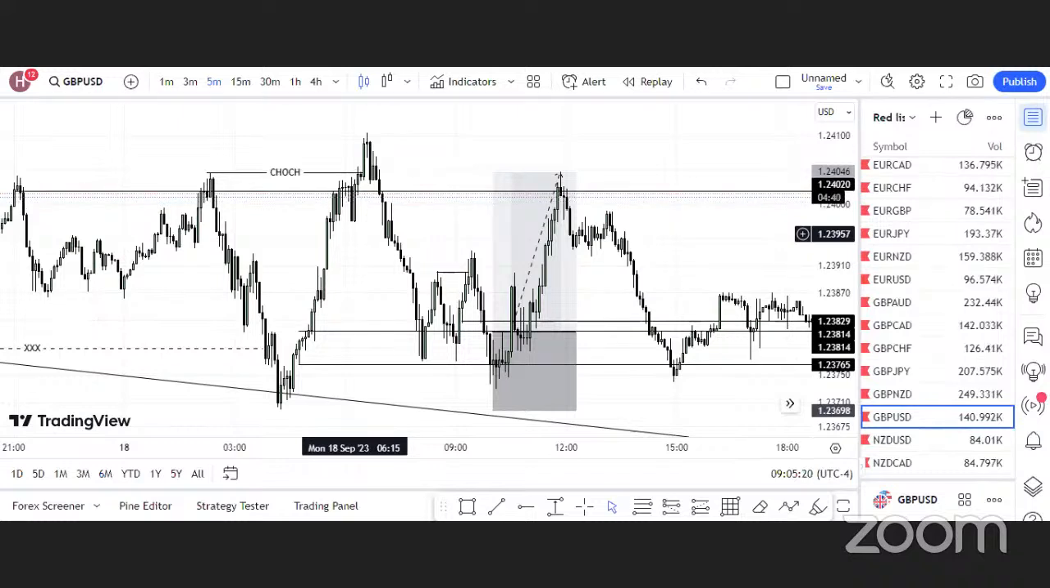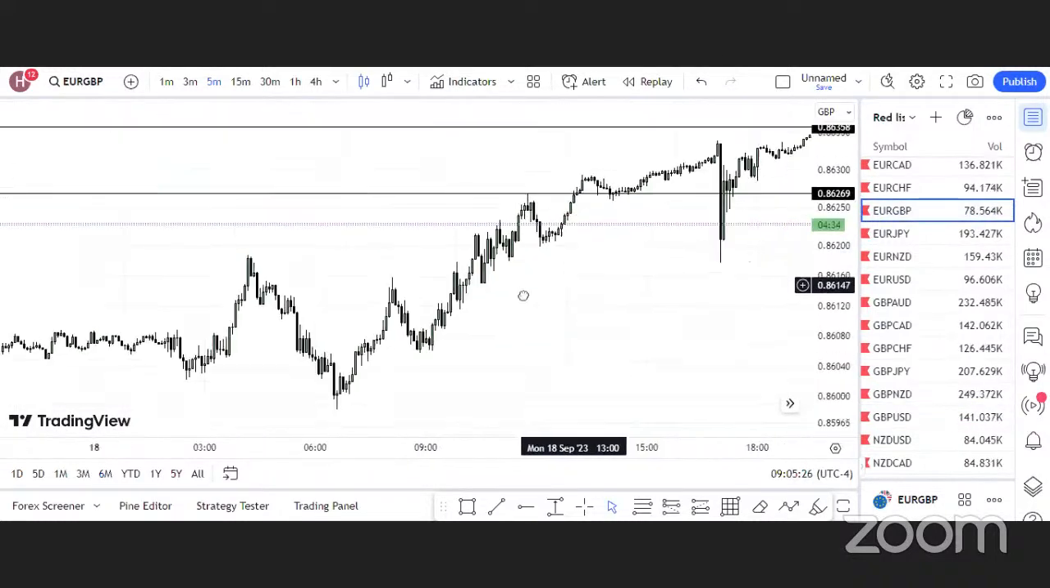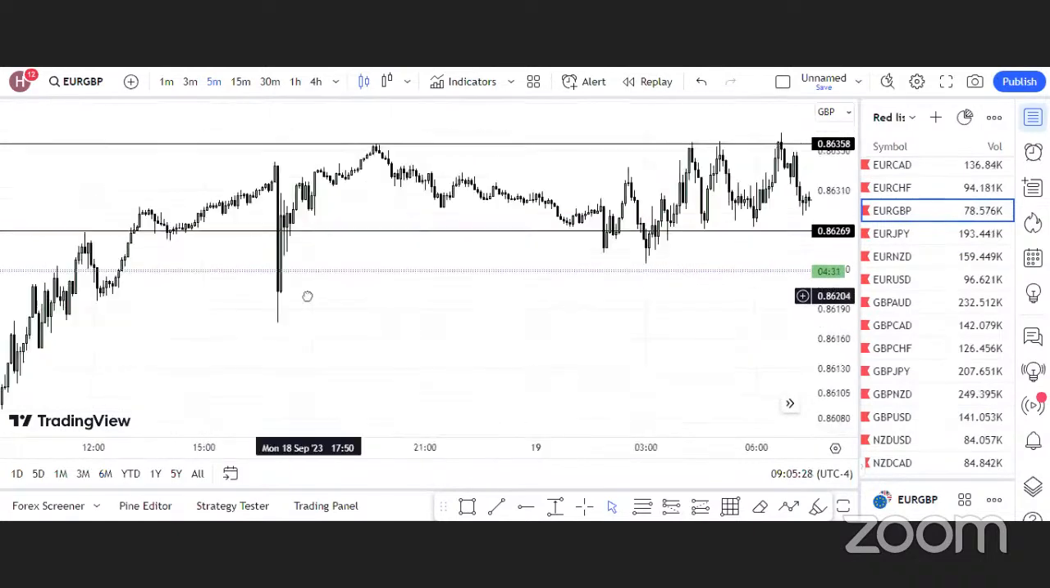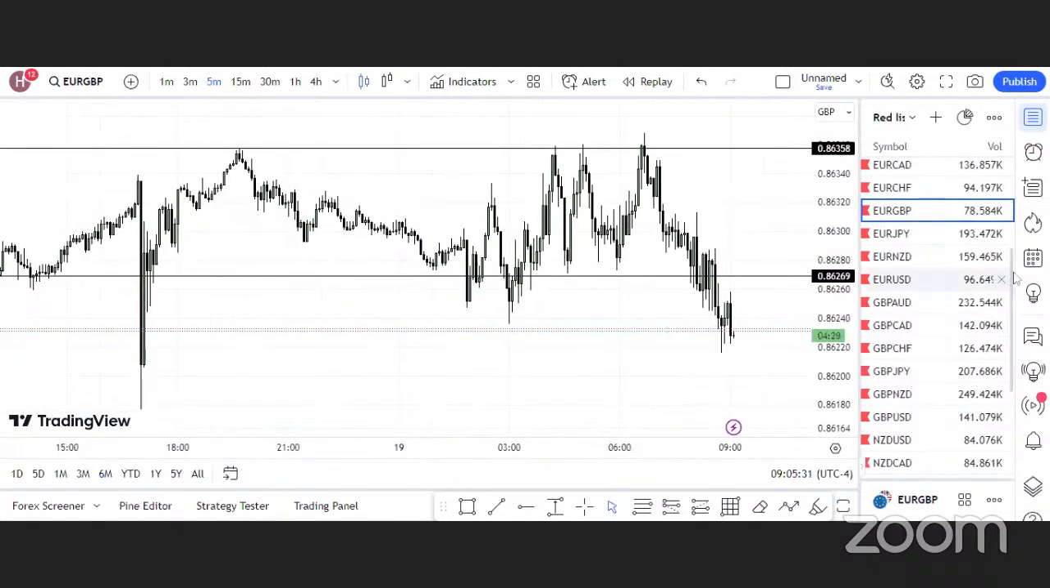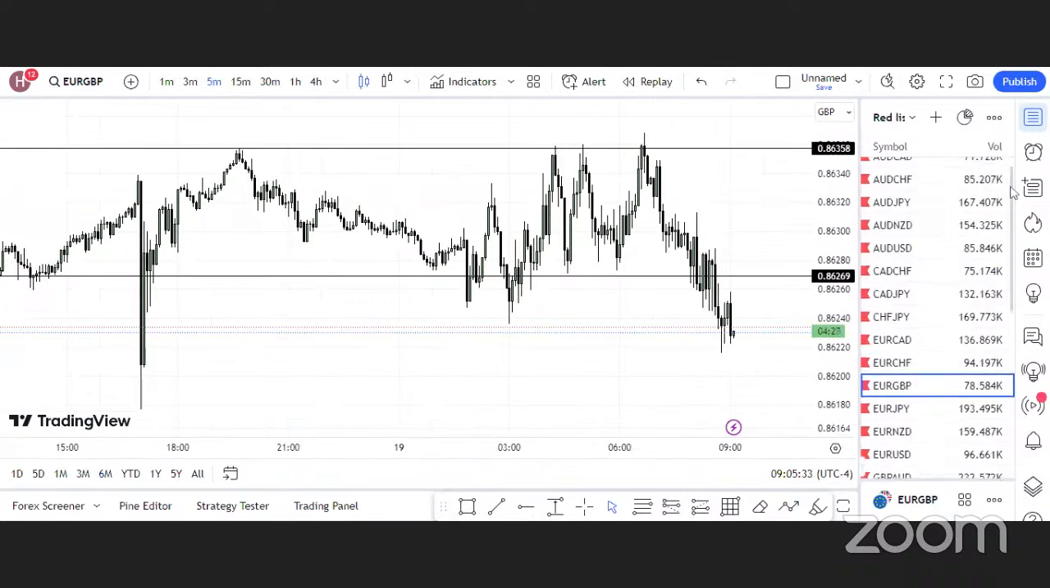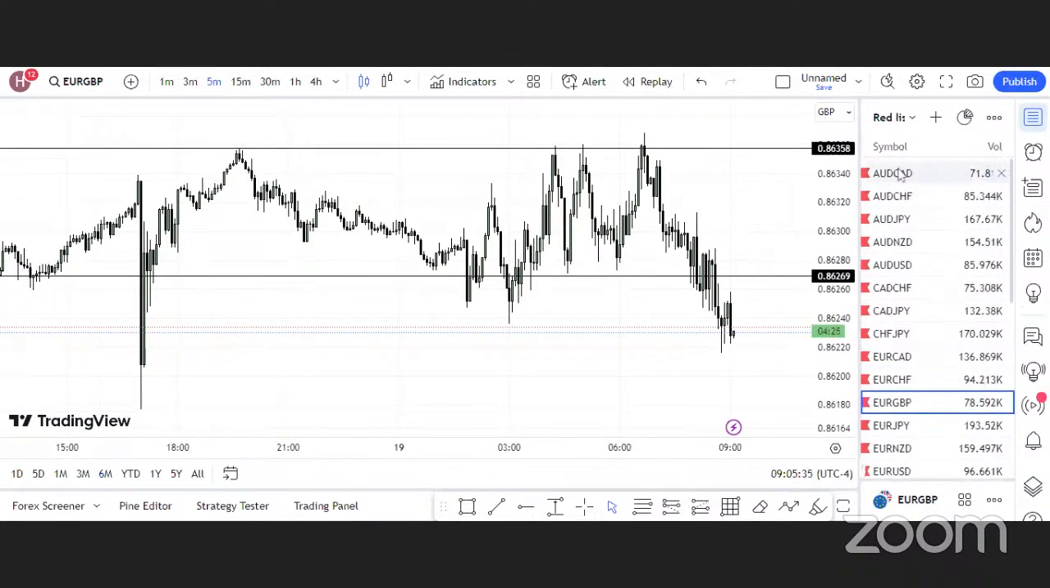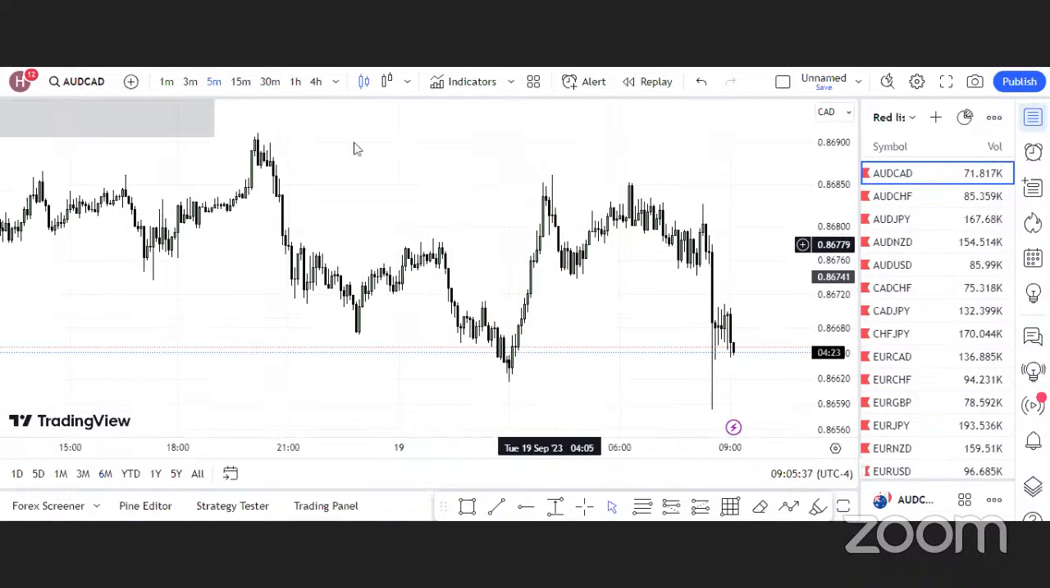So let's go on with the business for today. Let's go on with making analysis and stuff like that. So this is the GBP. Oh, sorry, I was currently on a market that I just analyzed.